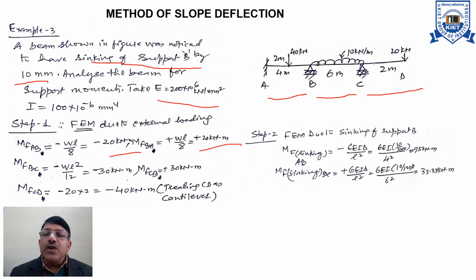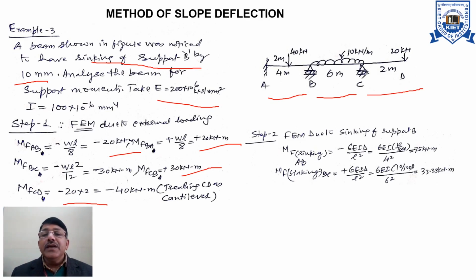Part BC has a UDL over the entire span. So the moments at the ends are minus WL square upon 12 and plus WL square upon 12, that is 30 kilonewton meter, negative and positive at B and C respectively. And CD, treating this CD as the cantilever only, so minus 40 kilonewton meter.